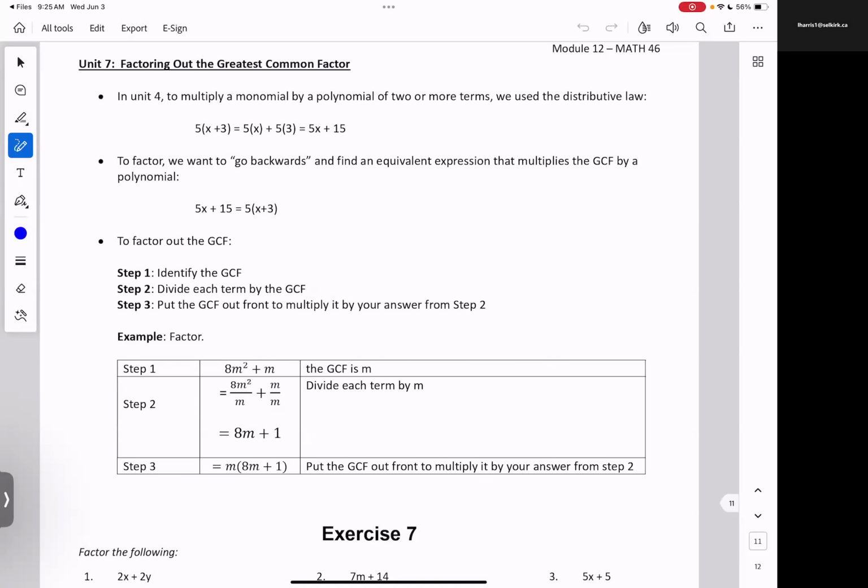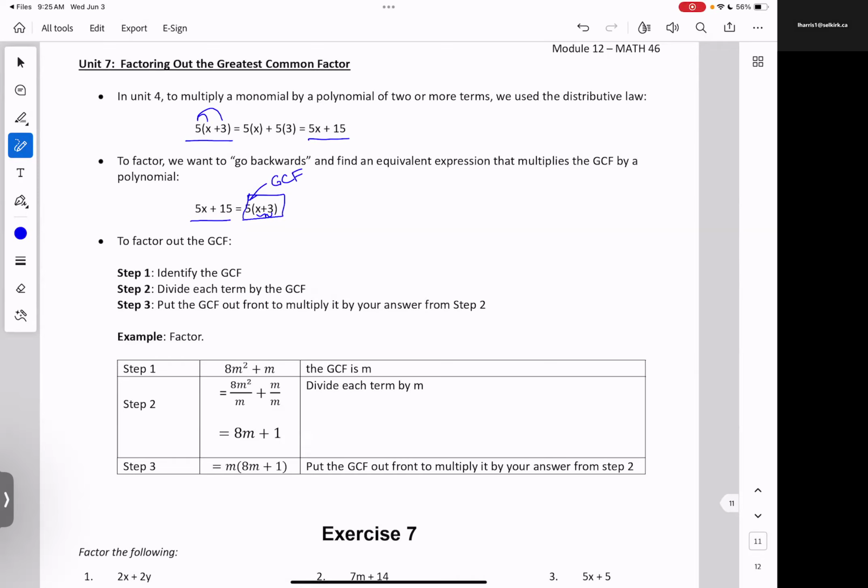So now that you know how to identify a greatest common factor in algebra, we can factor them out of a polynomial. In unit 4, remember you would have had something like this, and you would have distributed out the 5 in order to get 5x plus 15. With greatest common factoring, we want to go backwards. So we're going to start with 5x plus 15, and we want to end up with something like 5 times x plus 3, where we have this greatest common factor of the 5 out front, and then the leftovers, whatever else you need to multiply by to get back to your original expression.